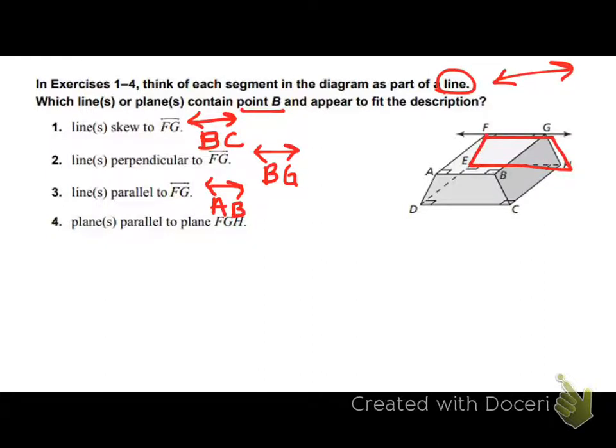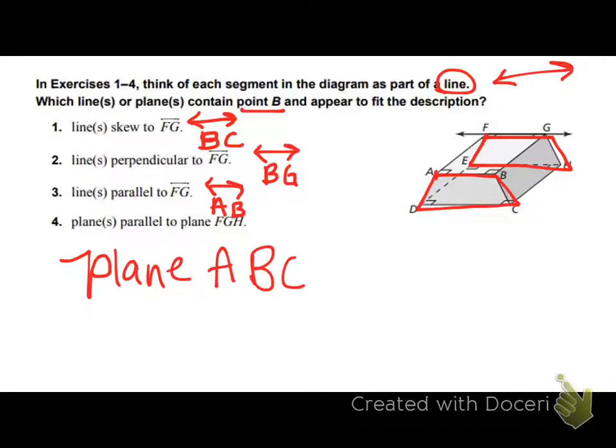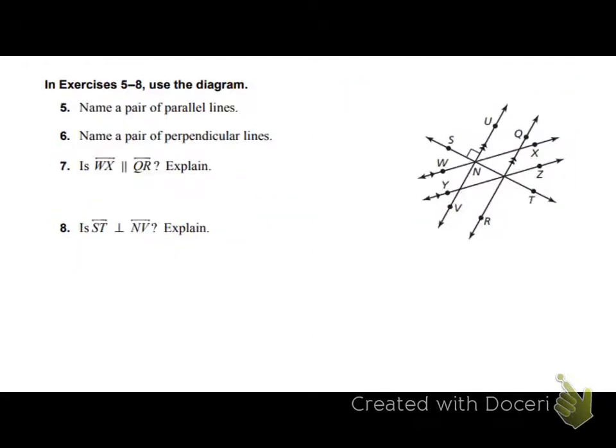We want it parallel. Before we do anything, some people still don't know how to name a plane. What do we write first? Plane. We're going to use 3 points. So we could say ABC. You could say DAB, BCD. Perfect.